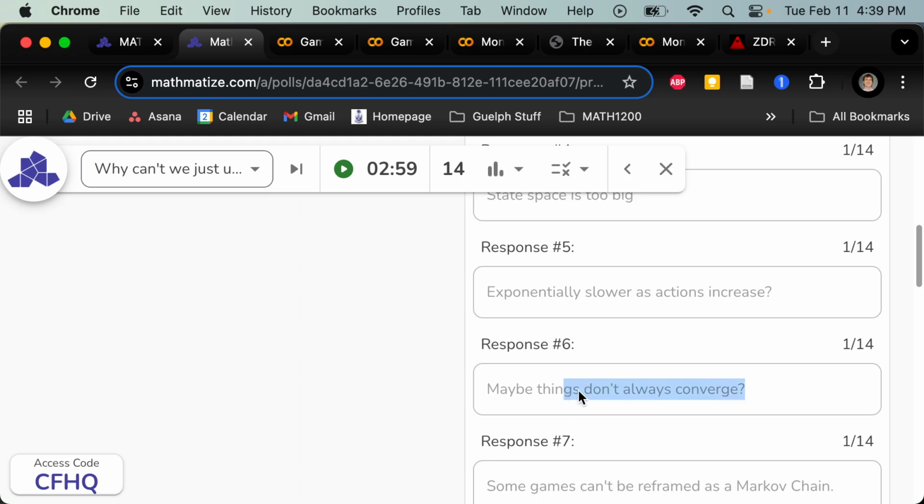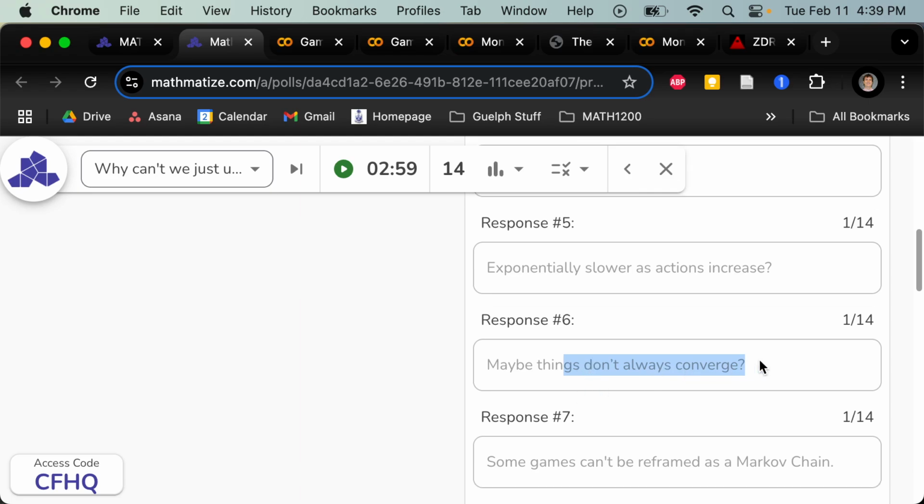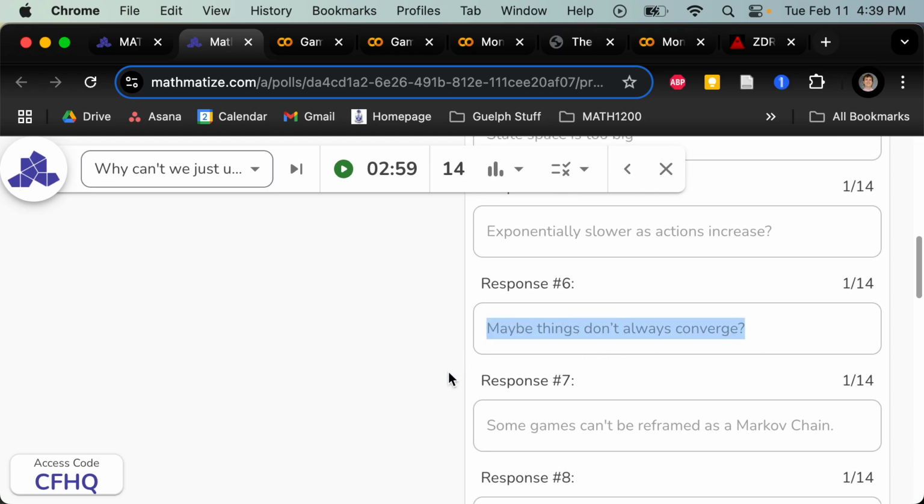Maybe things don't always converge. I guess that's also true. Usually the convergence is pretty good, so that can happen, but it's usually not the issue.